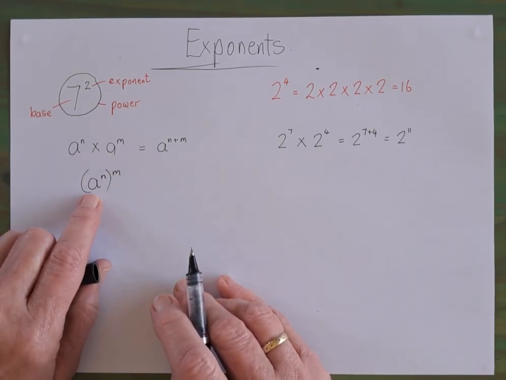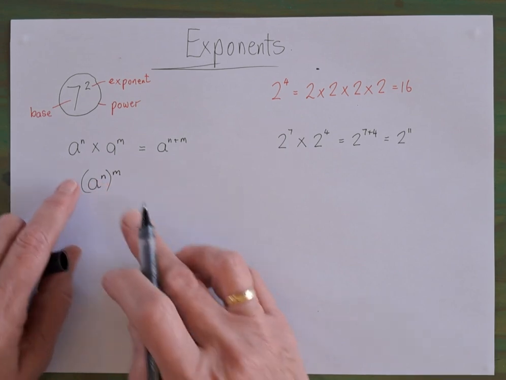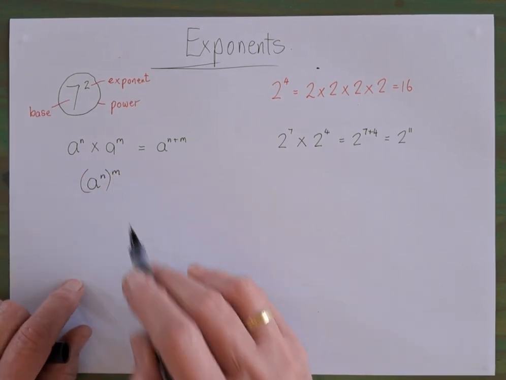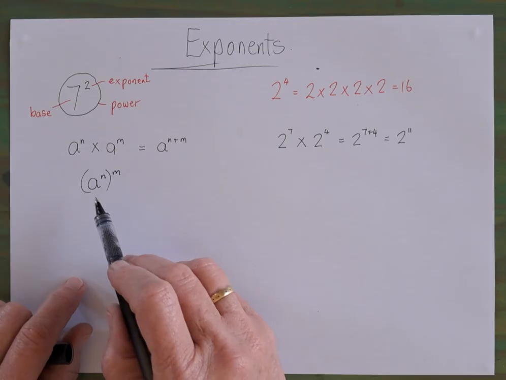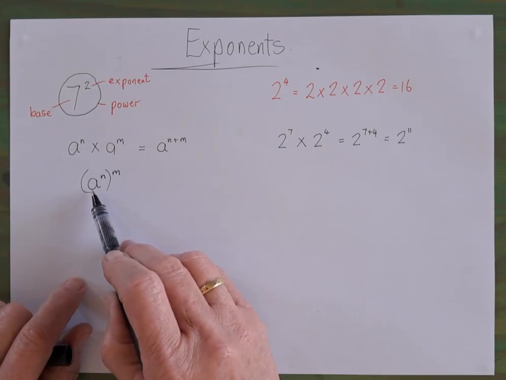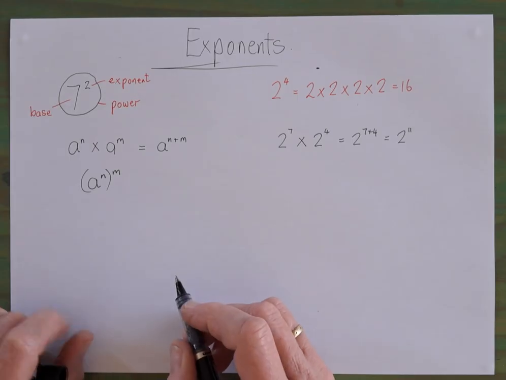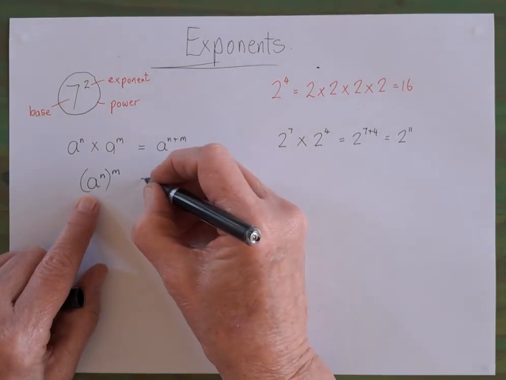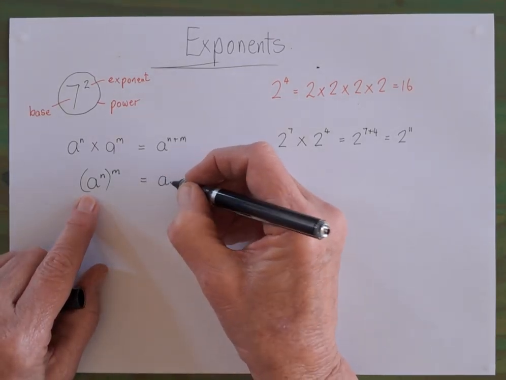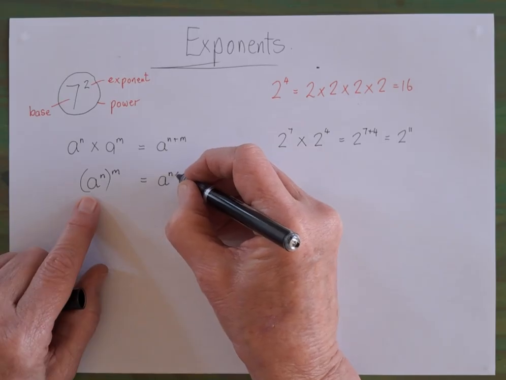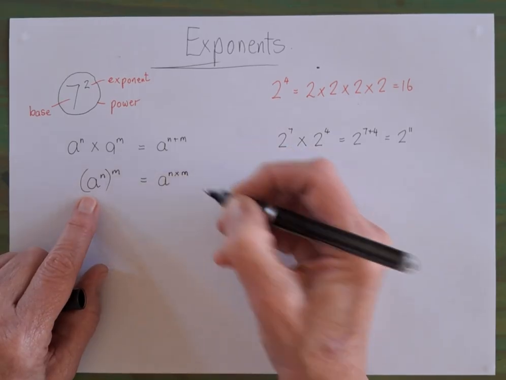This one's a base raised to a power, and then that whole power is raised to another power. So there's only one base here, and also there are 2 floating numbers which are called exponents. So what am I going to do then? My base is still going to be a, but I'm going to multiply the 2 exponents together.